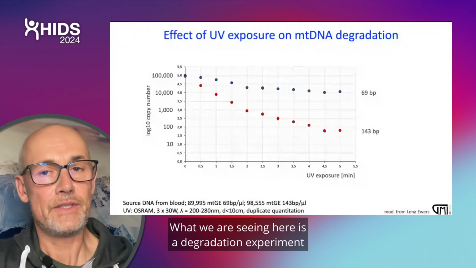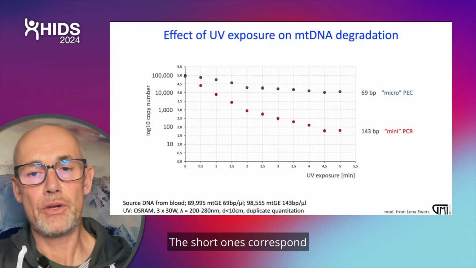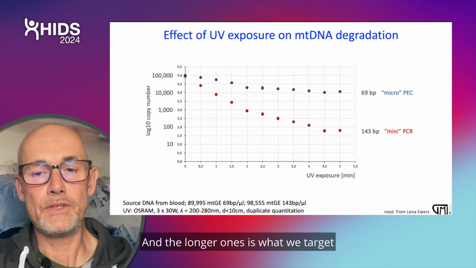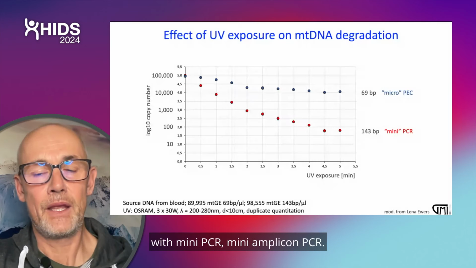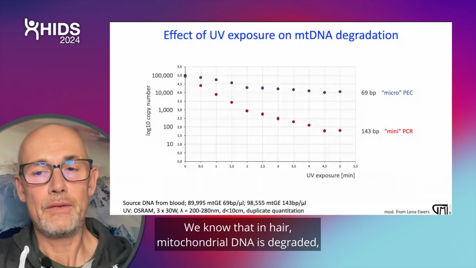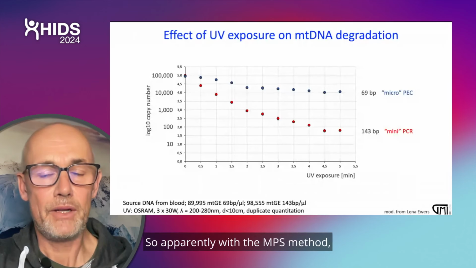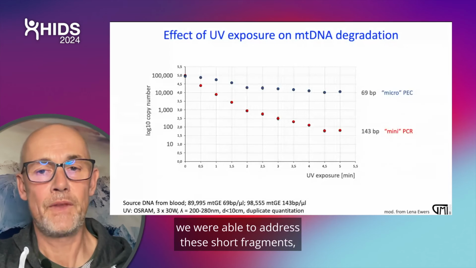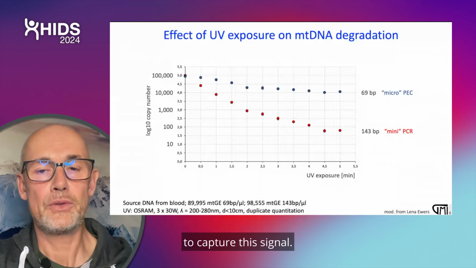What we are seeing here is a degradation experiment with short and a bit longer mitochondrial fragments. The short ones correspond to what we typically target with PEG, and the longer ones is what we target with mini PCR, mini amplicon PCR. We know that in hair, mitochondrial DNA is degraded, particularly in old hair. So apparently with the MPS method, we were able to address these short fragments, whereas longer amplification products would not be able to capture this signal.